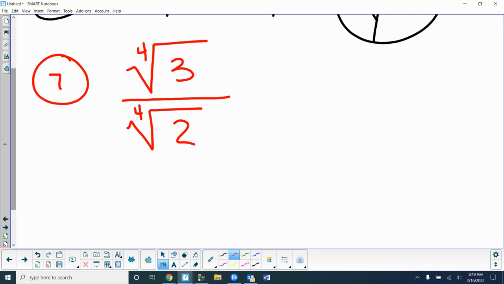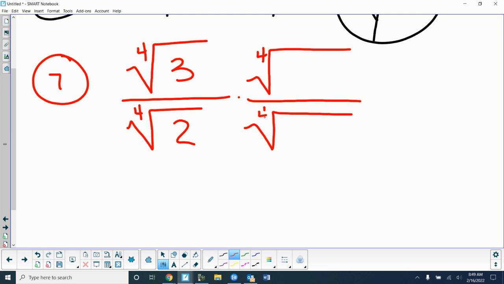So how do I get rid of that 4th root in the denominator? You multiply it by the 2. How many 2's? Since it's a 4th root, how many 2's do I need to get rid of the radical? I need 4 total. So I need how many more? 3 more, right. So I need 3 more 2's to get 4 2's in the bottom. You guys with me on that?